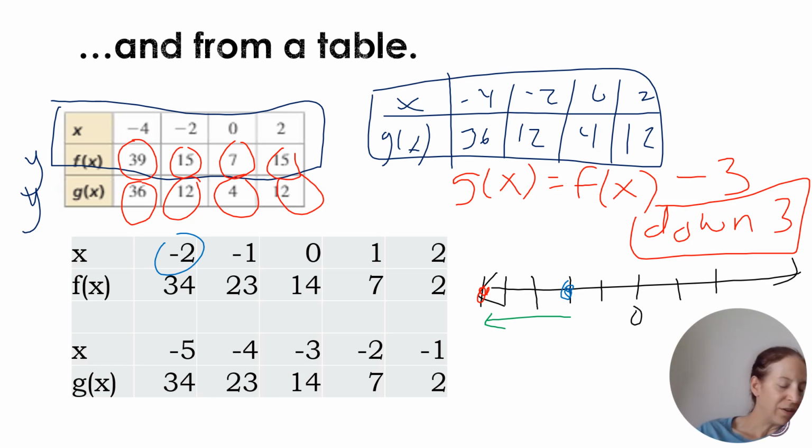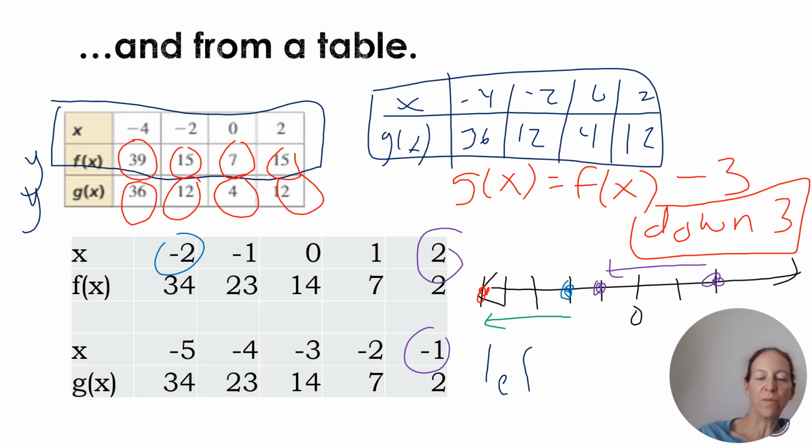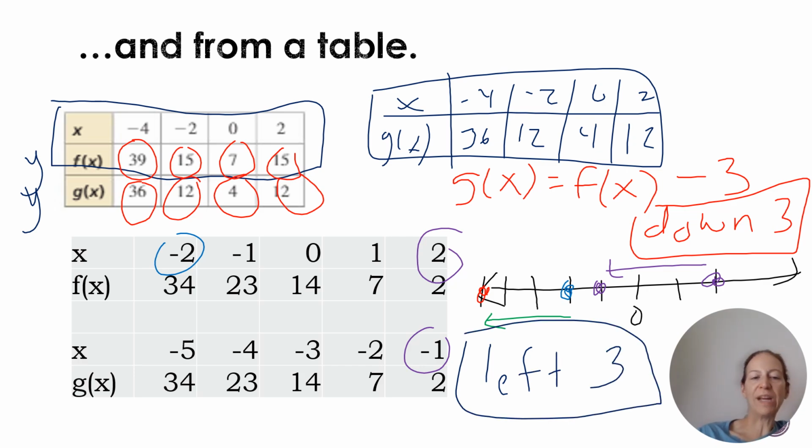So with the next one, we'll just come down here. For F, X was 2, and then for G, it was -1. And once again, you can see we went left 1, 2, 3. And so this transformation is left 3.